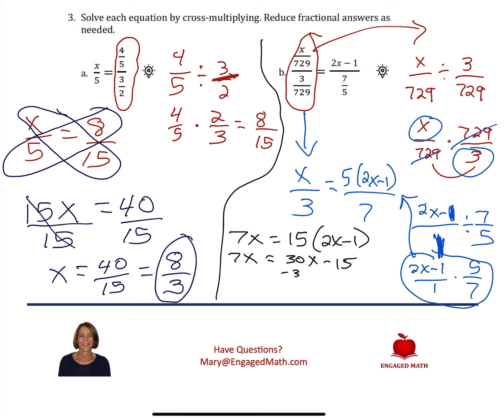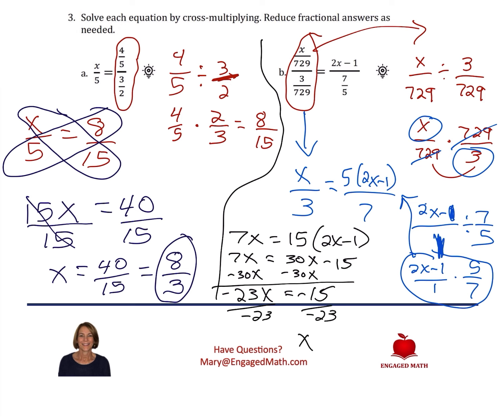Subtract 30x from both sides, and we're going to get negative 23x equals negative 15. And believe it or not, we're almost done with this very challenging light bulb problem. Divide both sides by negative 23, and we get simply that x is equal to 15/23, because a negative over a negative makes it a positive. And we're done. Great job.